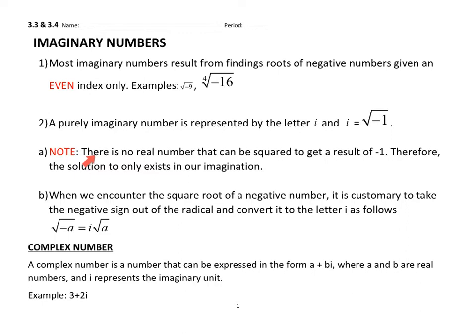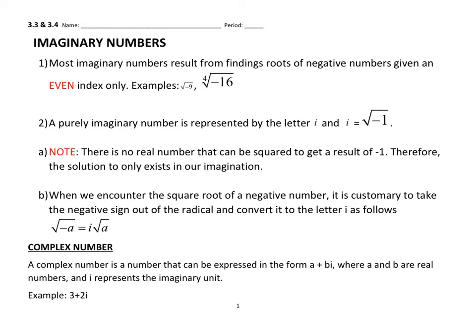A pure imaginary number is represented by the letter i, and the definition of i is the square root of negative 1. And note, there is no real number that can be squared to get negative 1. Therefore, the solution exists in our imagination. When we encounter the square root of a negative number, it's customary, or common, to take the i out, and then you are left with the square root.